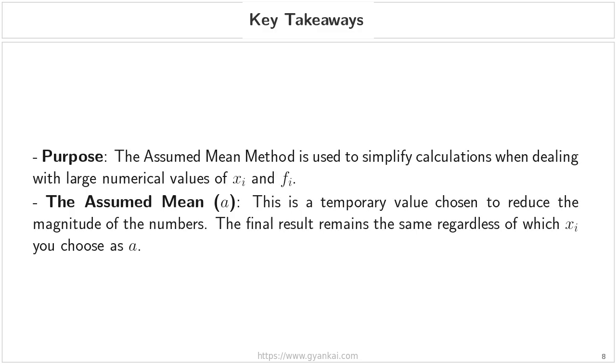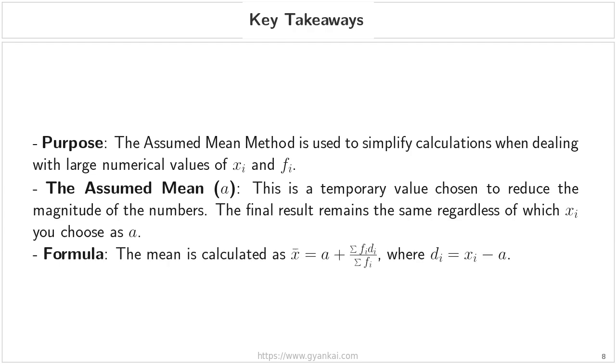Next, let's talk about the assumed mean, which we denote as A. Remember, this is just a temporary value that we pick to shift our data and reduce the size of our numbers. A great point to remember is that you have the flexibility to choose any class mark from your list to be your A. Whether you pick a small value or a large value, the final result will remain exactly the same.